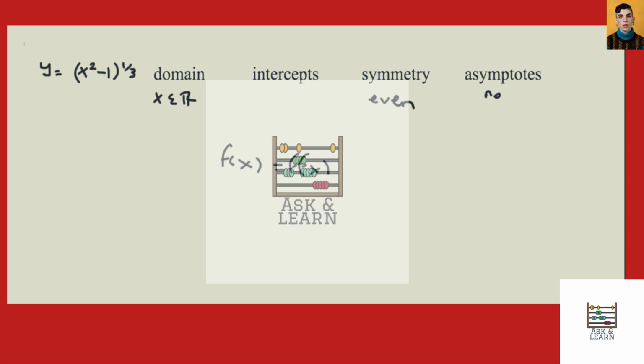And for our intercepts, if we set y equal to 0, we have 0 equals the cube root of x squared minus 1. And so take this side to the power of 3, this side to the power of 3. And we are left with 0 equals x squared minus 1. So we can see that x is equal to plus or minus 1.